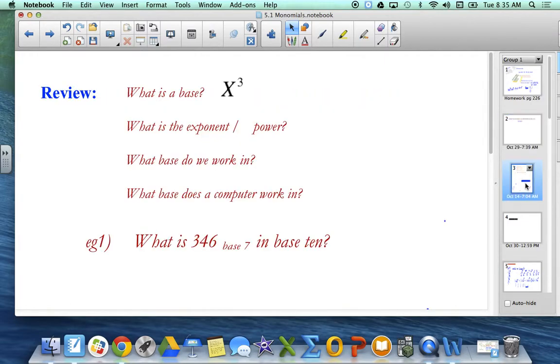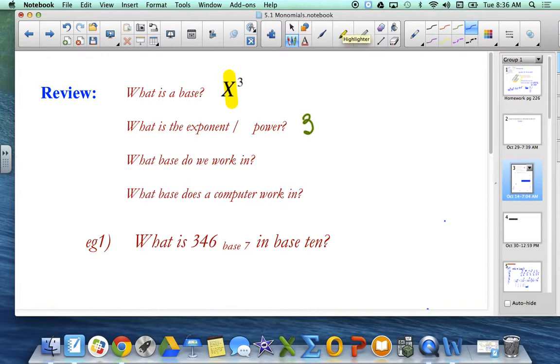Okay. So up here, I have x to the third power. X is the base, and 3 is the exponent. So the power is 3, or the exponent is 3, and the base is x. Okay? So this number says, what is 3, 4, 6, base 7? What is that number in base 10? So how would you go about finding that number in base 10? All right, so let's talk about it.